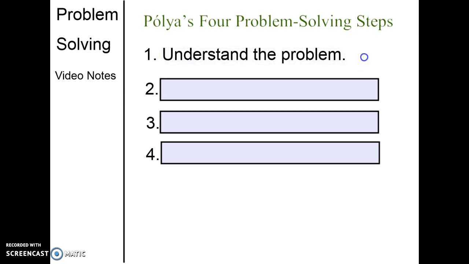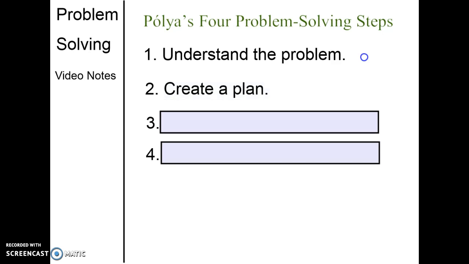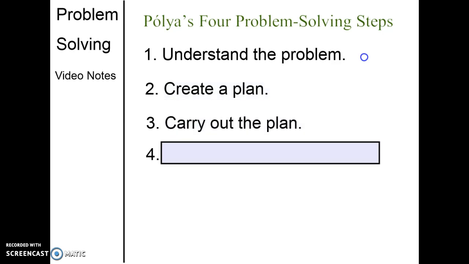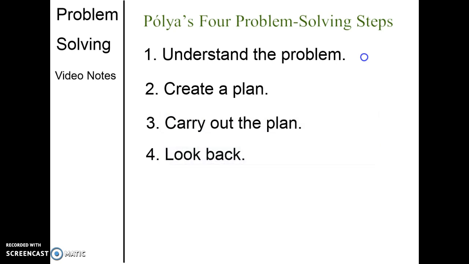The first one is understand the problem. The second step would be create a plan. Third would be carry out the plan. And fourth, make sure you look back and check that you answered your question and solved your problem. If you didn't, you'd probably have to go back to step 2, create a different plan, and repeat. Those are the four main problem-solving steps that we want to follow as we go forth here.